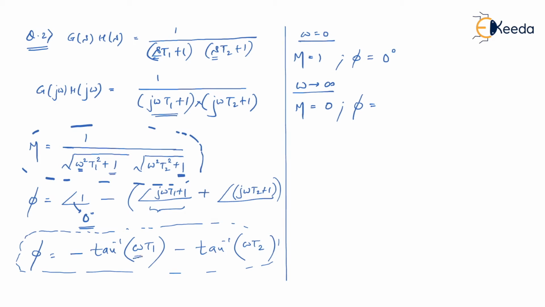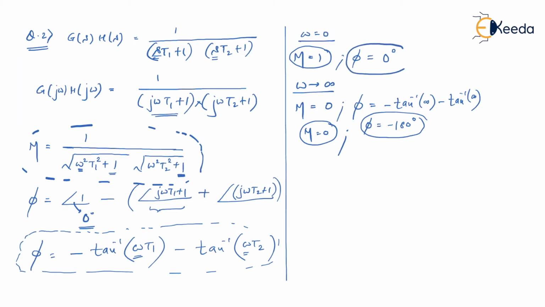Look at this. Here omega is infinity, here omega is infinity. So it is minus tan inverse of infinity minus tan inverse of infinity. You know that generally tan inverse of infinity is 90 degree, but minus tan inverse of infinity can be considered as minus 90 degree. So minus 90 and minus 90 will be minus 180. So the phase angle becomes minus 180 degree. So finally we have magnitude 0 and phase angle minus 180 degree, and magnitude 1 and phase angle 0 for omega equal to 0. Now we can actually draw our polar plot.